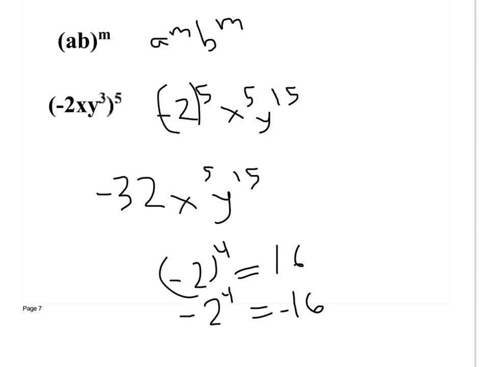Everybody see the difference? When it's inside parentheses like this is, you include it. You do negative 2 times negative 2 times negative 2 times negative 2. When it's outside parentheses like this, it's not included with 2 to the 4th power. This is actually minus 2 to the 4th power. So you do 2 times 2 times 2 times 2, and then you have a minus sign out in front. So that's the difference. Make sure if it starts out in parentheses, you keep it inside parentheses, because inside parentheses is not the same thing as outside. All right? Any questions?